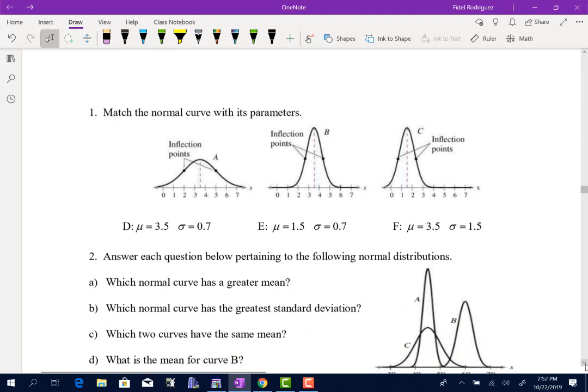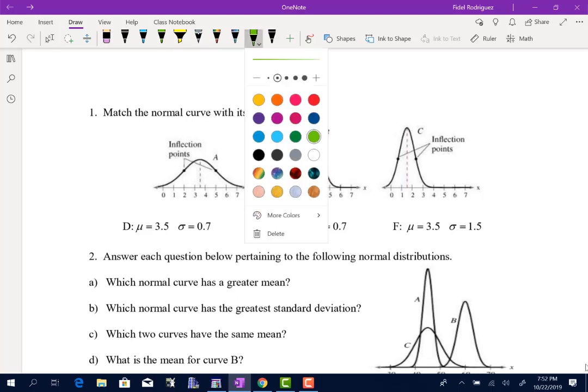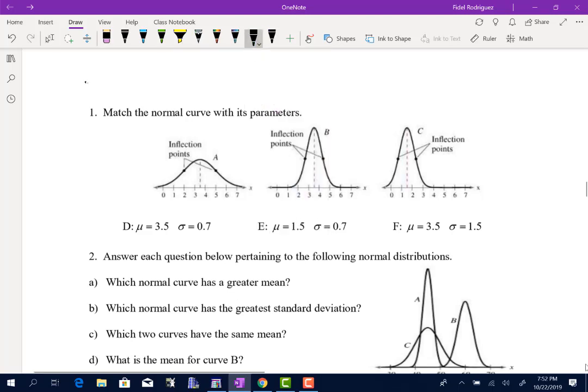So it says match the normal curve with its parameters, okay? So remember, guys, quick question. Do you remember what this letter stands for again? That stands for the mean, okay? Guys, the mean is going to be the number that's right in the middle of the graph, okay? So let me ask you a question. If we were to look, say, at the first one, this one right here, what would you guesstimate that number right there to be? Good. So we would say the mean's going to be about 3.5, right?